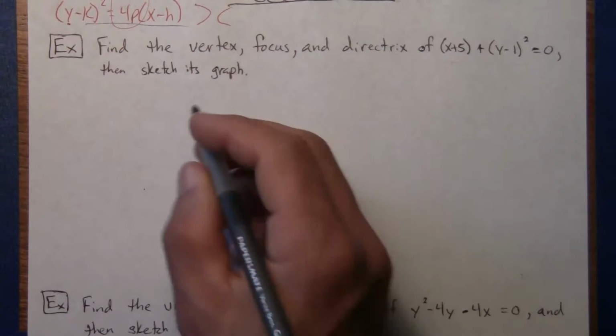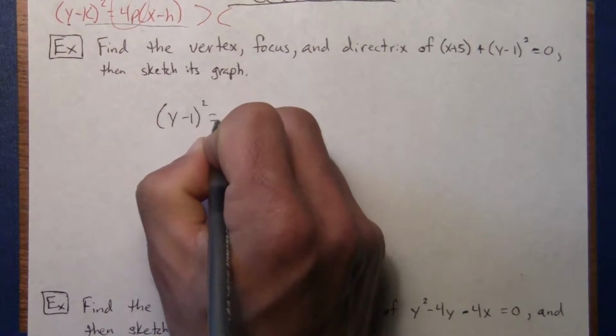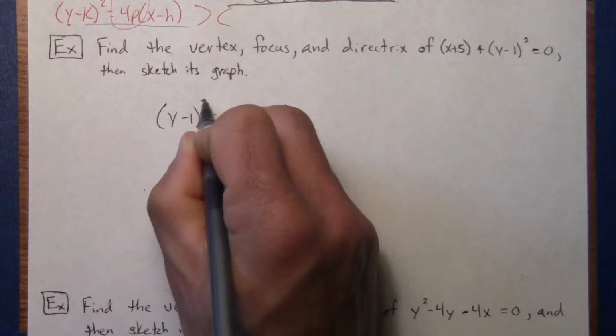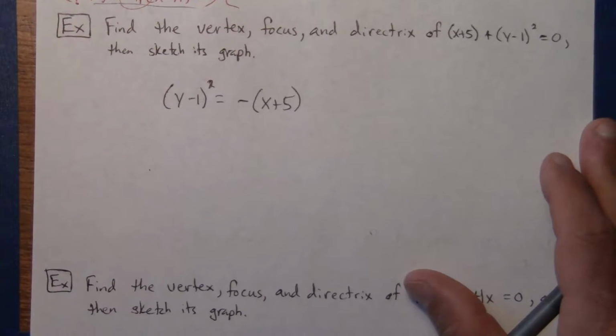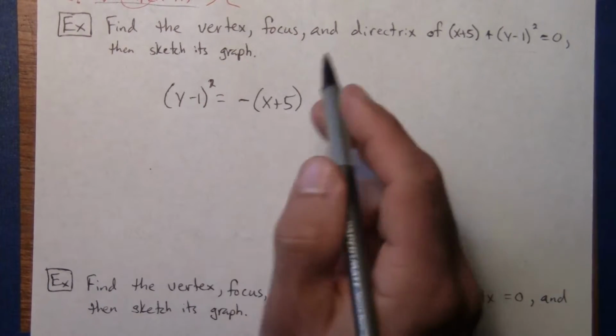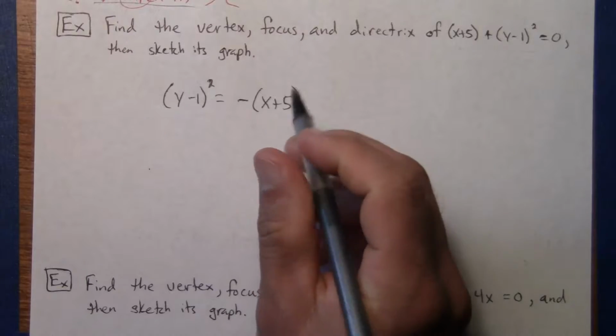So I'm going to leave the y minus 1 quantity squared on the left, and I'm going to subtract over the x plus 5 quantity, and I'm going to leave it as a quantity. I don't want to distribute that negative. Now it actually is in standard form. I've got a quantity squared over on the left, I've got a quantity with some number in front of it. Now I can go ahead and figure out what the vertex, the focus, and all of that stuff is.